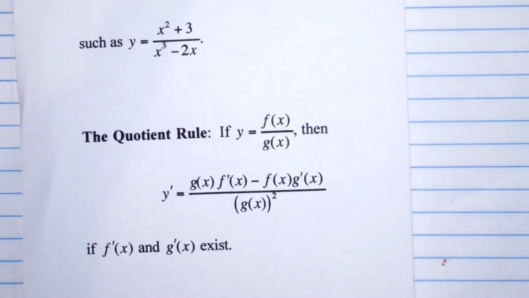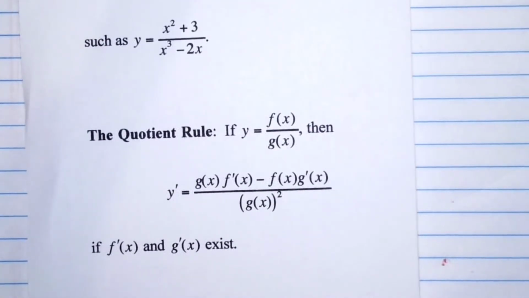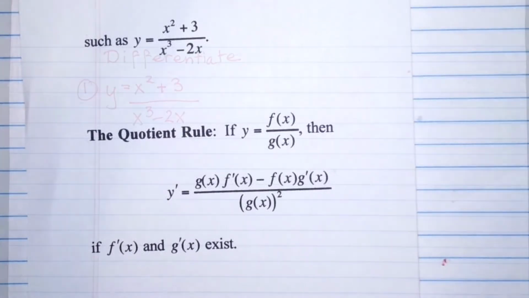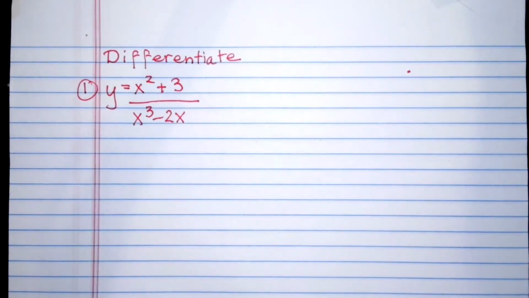If y equals f of x divided by g of x, then y prime equals g of x, the denominator, times the derivative of the numerator minus the numerator times the derivative of the denominator. Then you divide all of that by the square of the denominator. And again, this assumes that f prime and g prime exist, that the numerator and denominator are each differentiable functions.